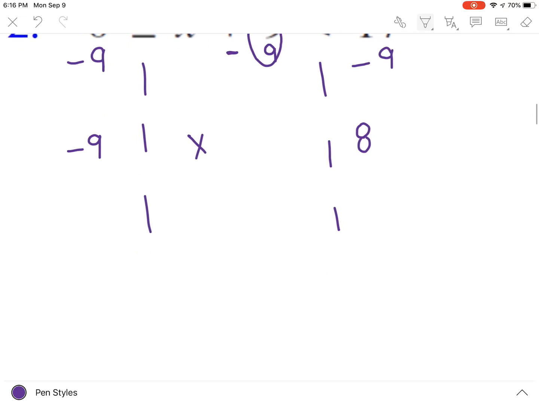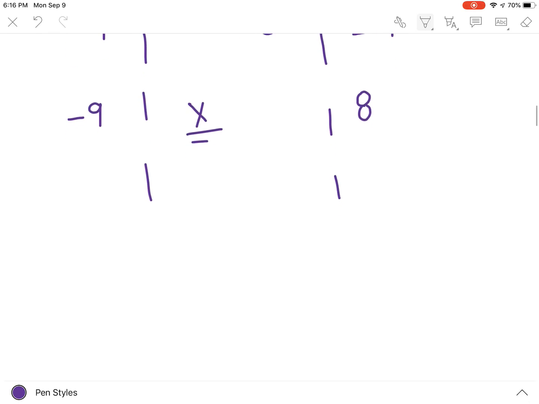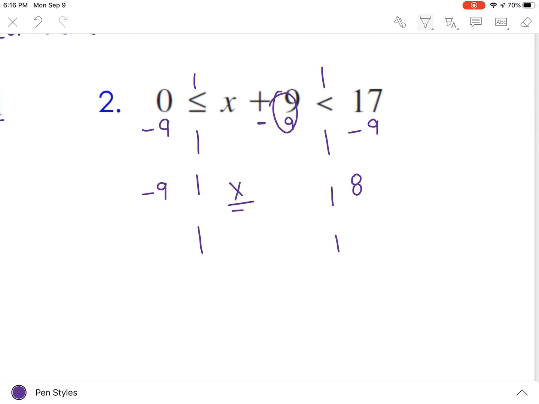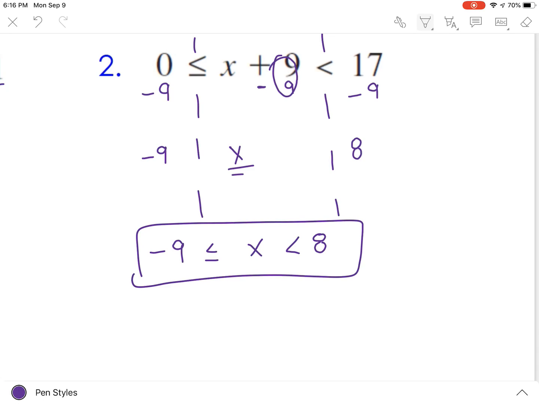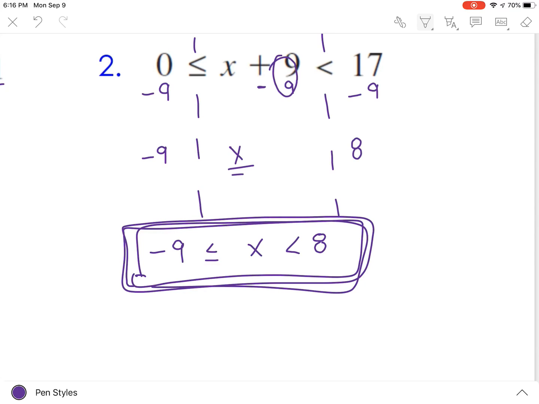Well, x is isolated, right? X is all by itself right here. So our final inequality is going to be negative 9 is less than or equal to x, which is less than 8. That is our inequality. And again, our answers are any numbers that are greater than or equal to negative 9 and less than 8. They have to fit both of those criteria, right? It has to be this and this. That is why it's called an and inequality.